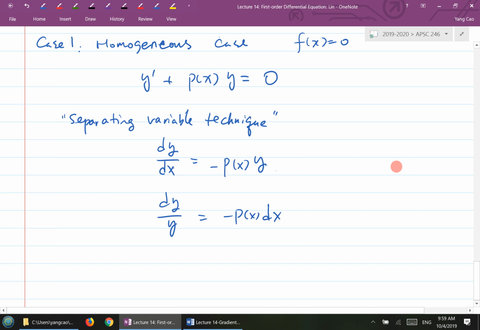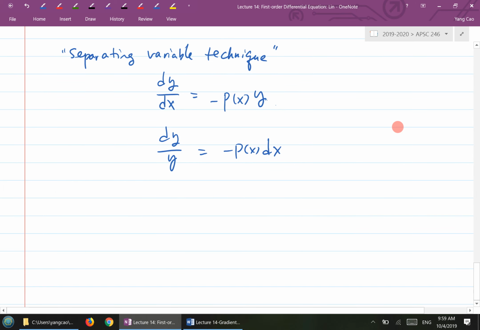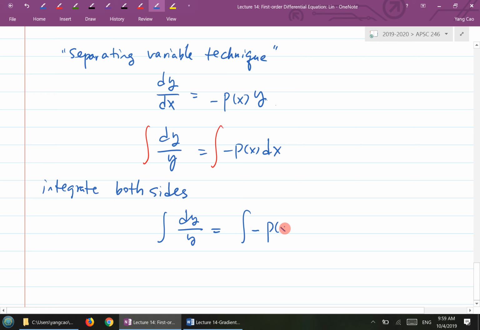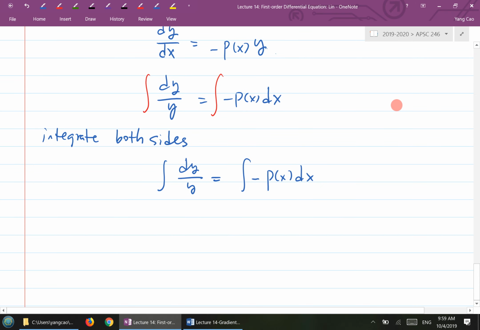And once you're done with this, you can literally see dy on one side and dx on the other side. So now we can integrate both sides. Integrating both sides means you basically just add an integration sign. If you add an integration sign, you get the integral of dy over y equal to negative this function and dx.